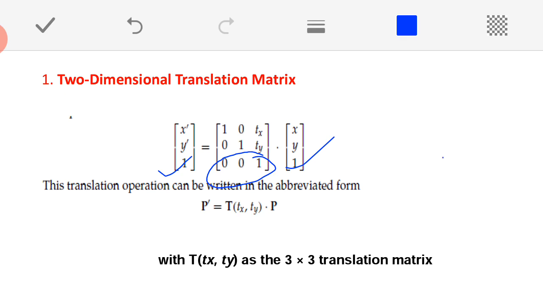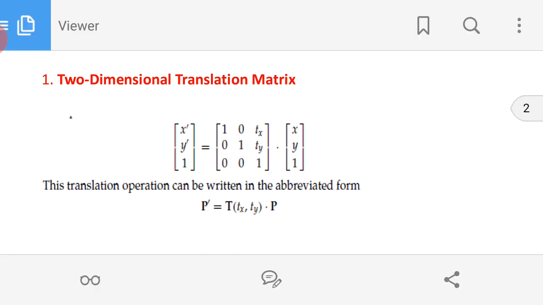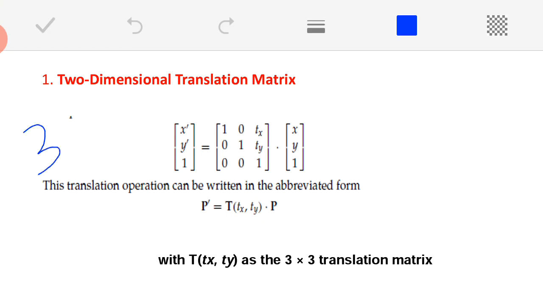Now look here: for 2-dimensional translation in the homogeneous coordinate system, we represent the matrix as 3 cross 3, which is very important. If you want to represent 2D transformations in homogeneous coordinates, you have to write a 3 cross 3 matrix. If you want to represent 3-dimensional transformations in homogeneous form, you should go for 4 cross 4, which we will discuss later in the next class.